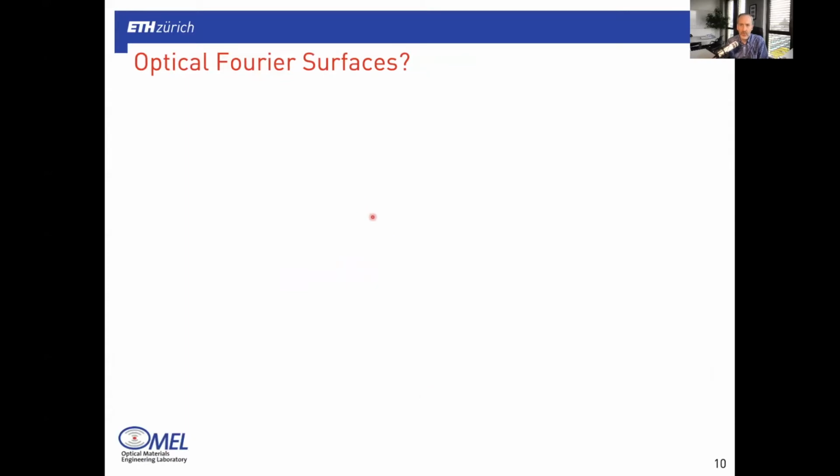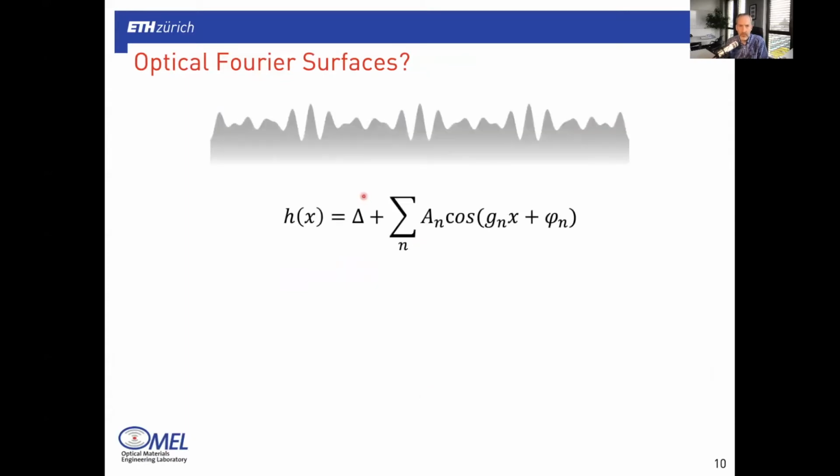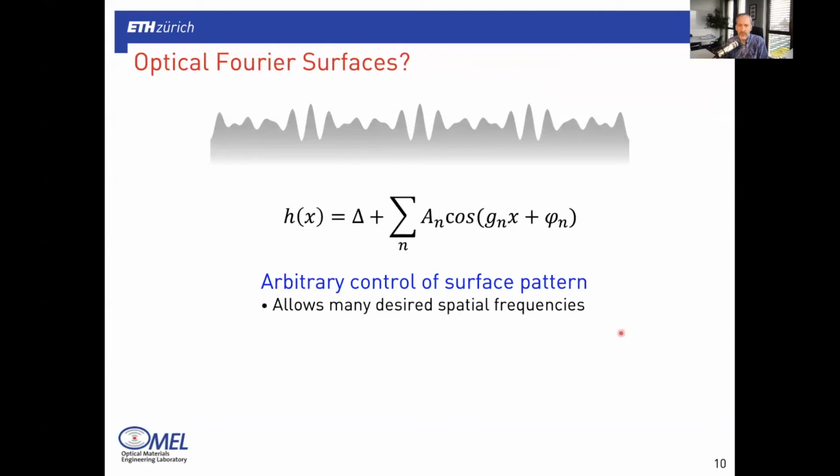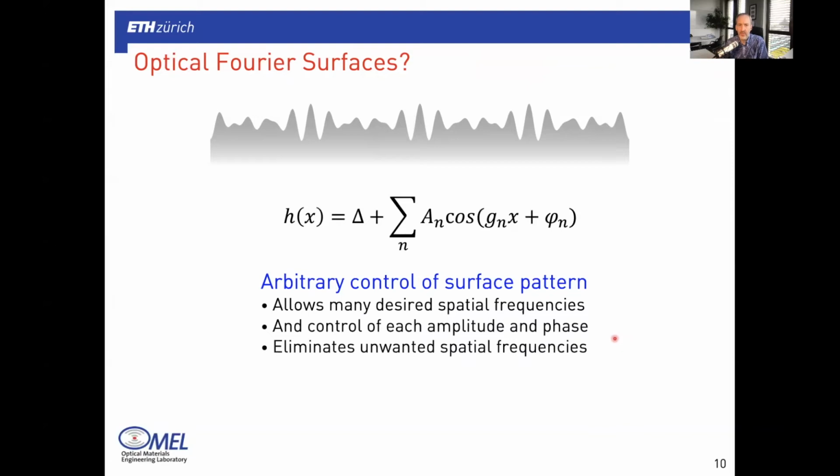And so if you could do this, and we would argue that you could make so-called optical Fourier surfaces where you have some arbitrary interface that can be written as a Fourier transform, or just to make it simpler here, as a Fourier series where the height profile is a sum of sinusoids. And then you could have arbitrary control of the surface pattern. You could have many desired spatial frequencies where you control each of their amplitude and phase, and you could eliminate all the unwanted spatial frequencies.